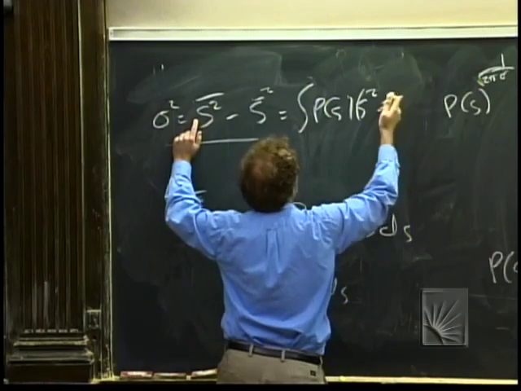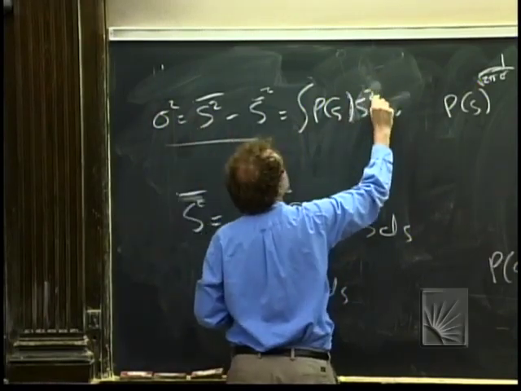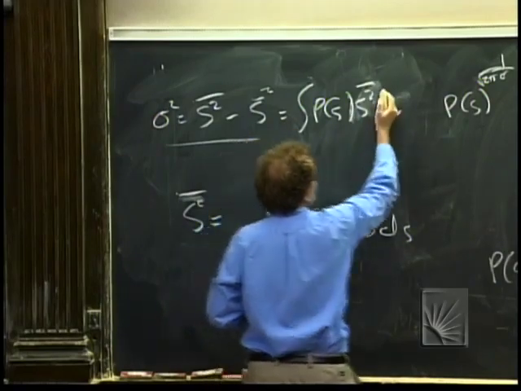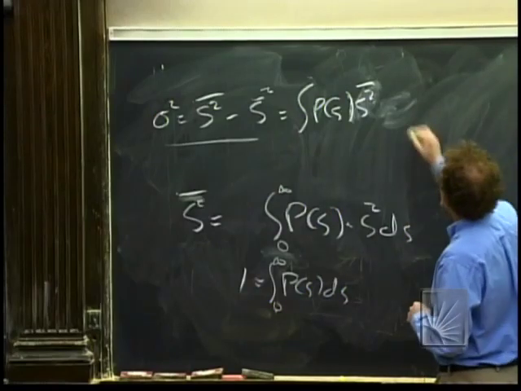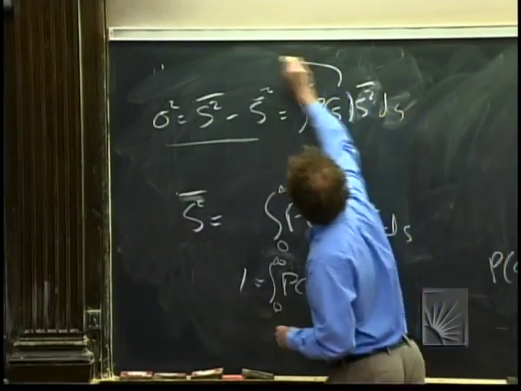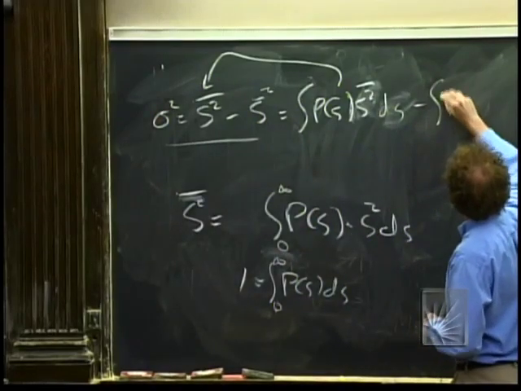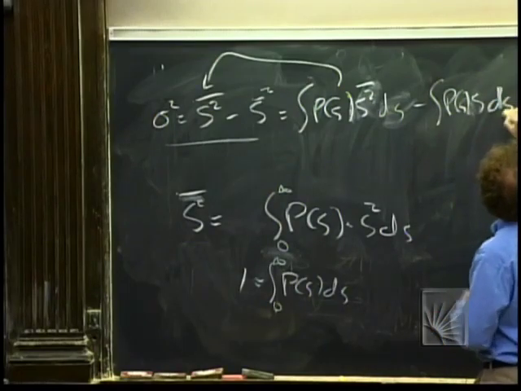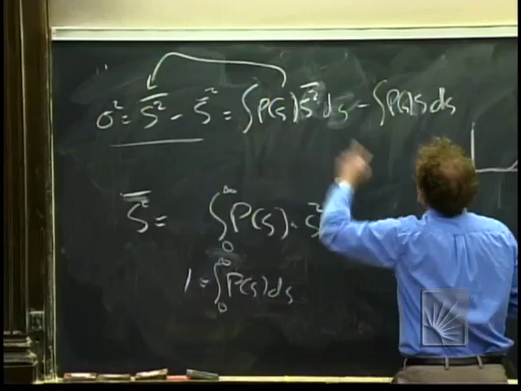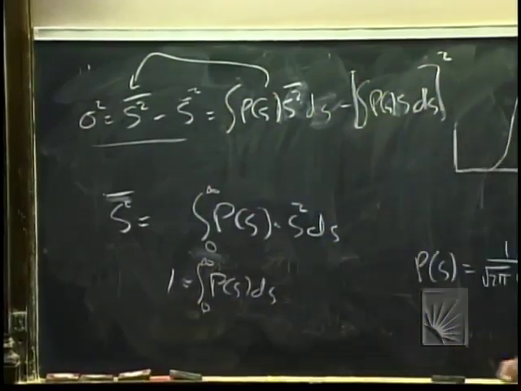Well, actually, I'll probably calculate it this way. I'll first do this, and then I'm going to have to subtract off, and then I'm going to have to subtract off. That's this term. And then I'll subtract off P of S times S ds. That's S average. And then I got to square it. That is the meaning of sigma squared for a continuous distribution. And that's what I'd have to do.